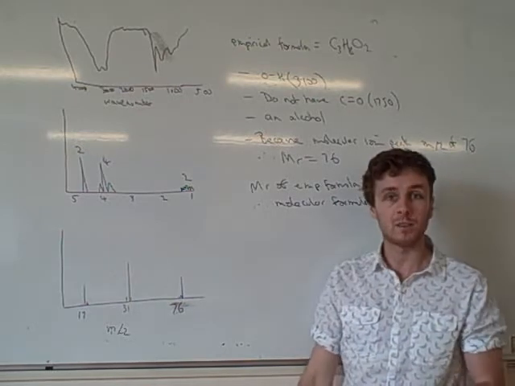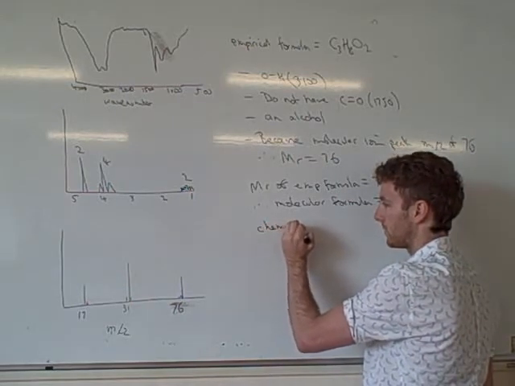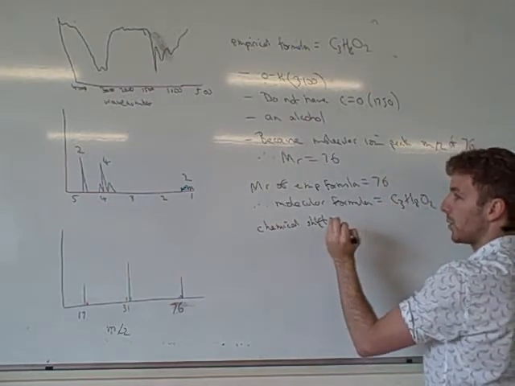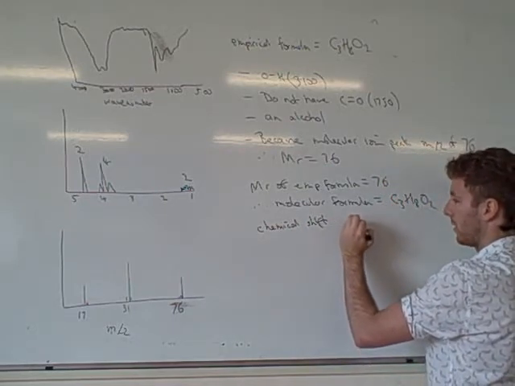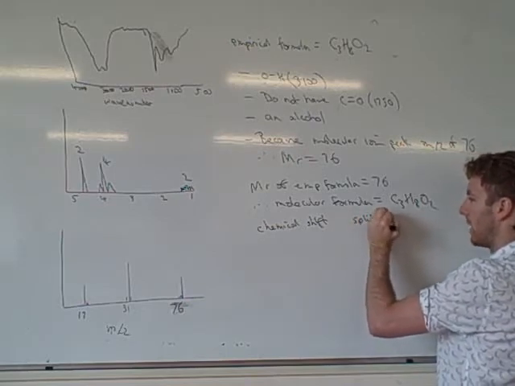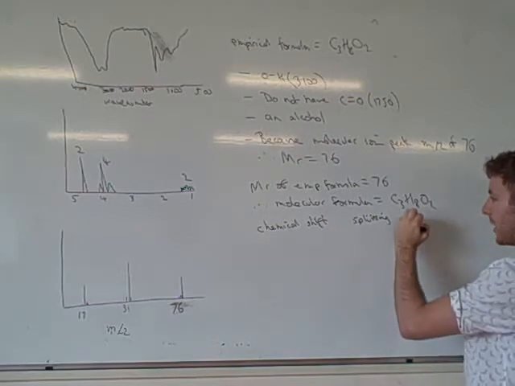We then need to do a little table. We need to do chemical shift. It doesn't matter which way you do it, but splitting, and integration trace. Sometimes integration trace is called relative peak area.